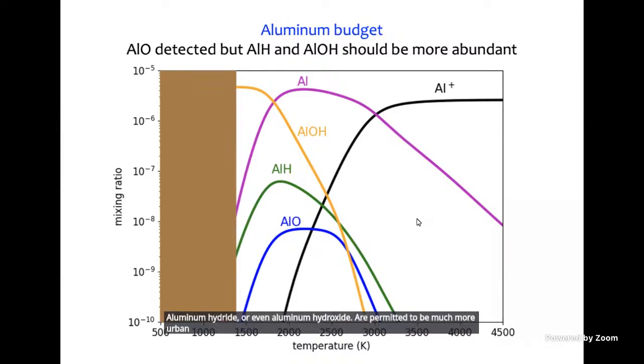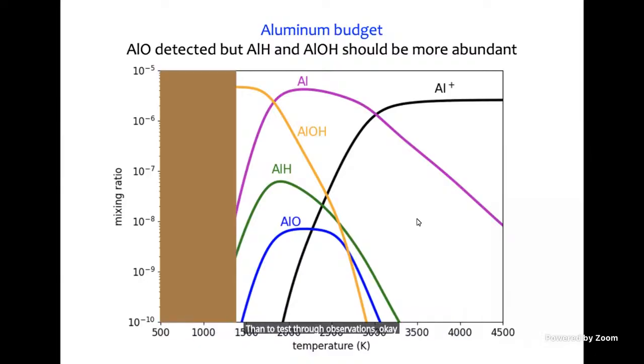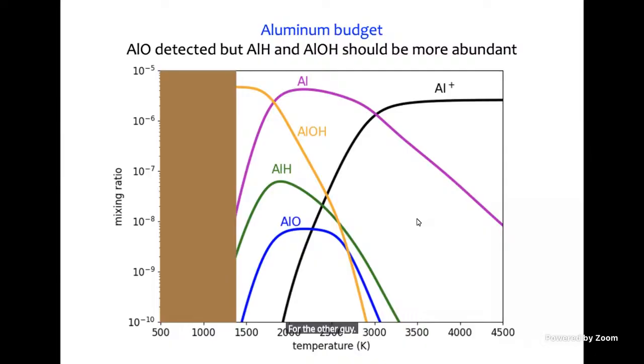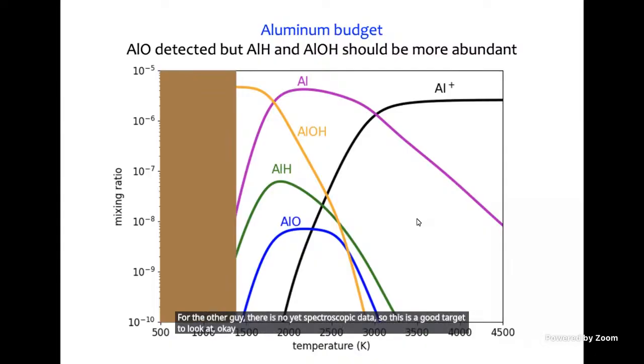And these are a good case in which these models can help then to test through observations, okay? So in the case of aluminum monohydride, there is spectroscopic data. For the other one, there is no spectroscopic data yet, so this is a good target to look at, okay?